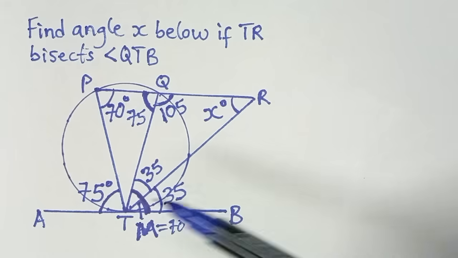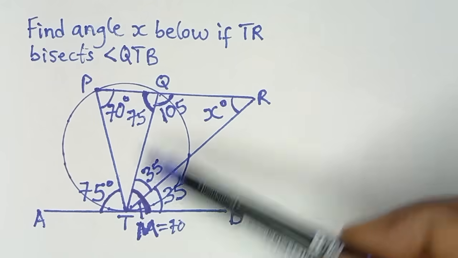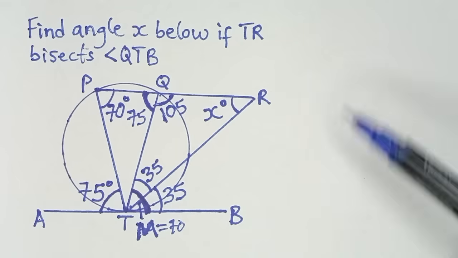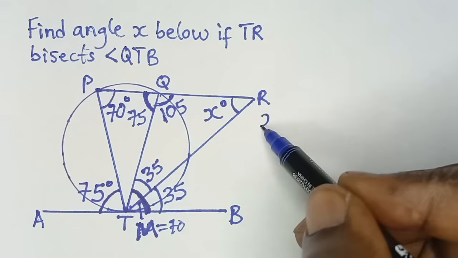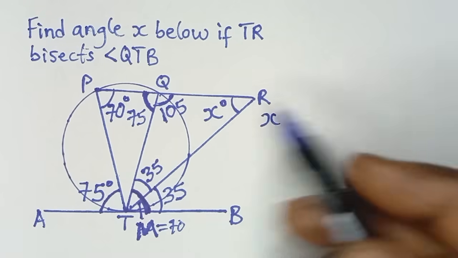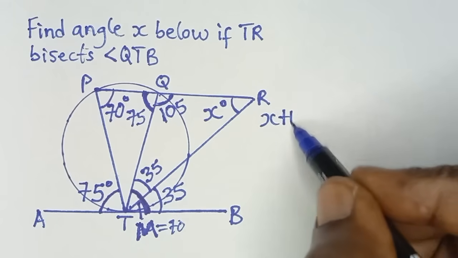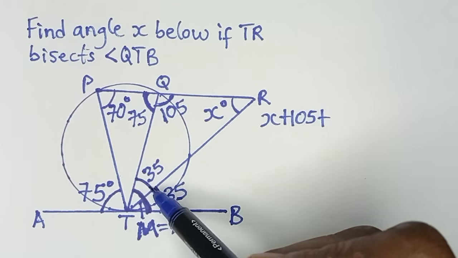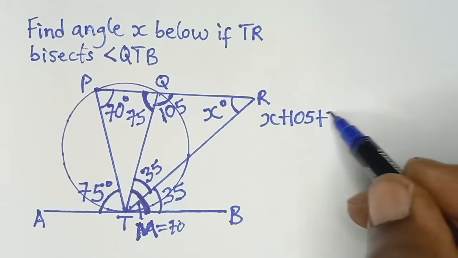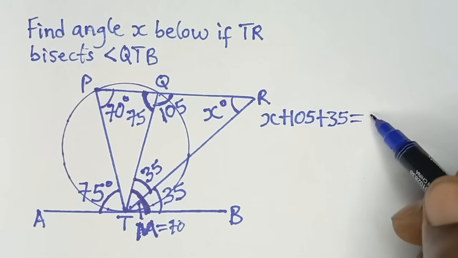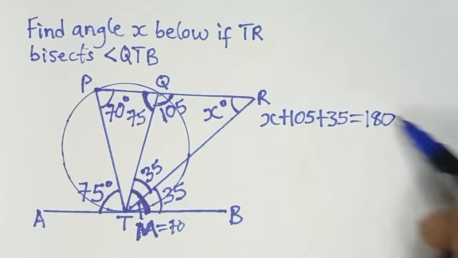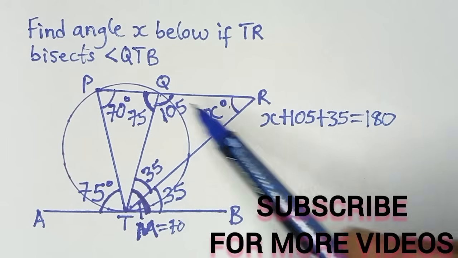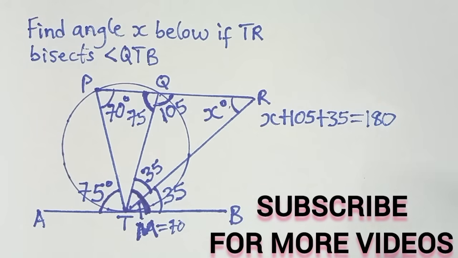Then we can now go ahead to use this triangle TQR to find the value of x. So I can simply say x, which is one of the angles, plus 105 plus the third angle in the triangle, which is 35, all together is equal to 180. Why? Because sum of angles in a triangle is equal to 180 degrees. So that is the 180 here.